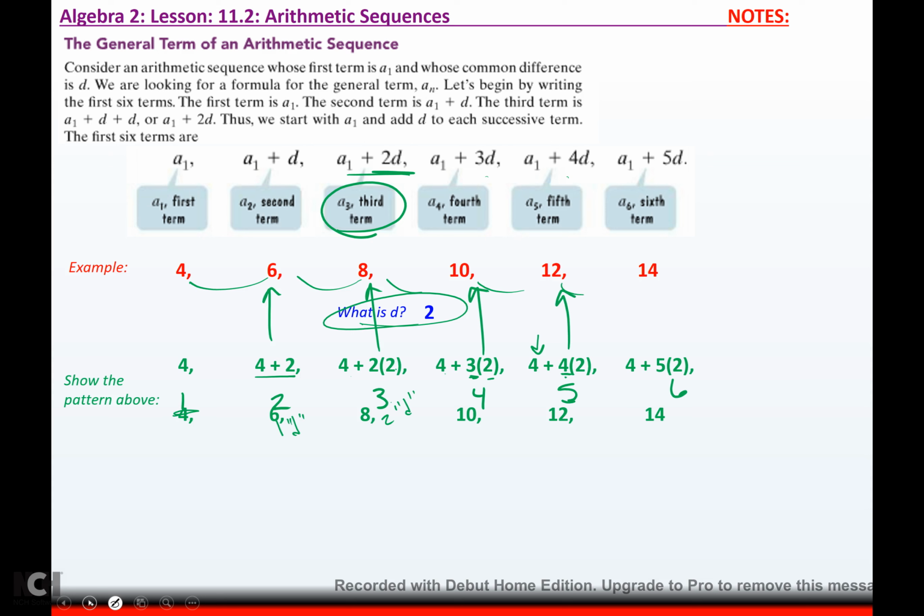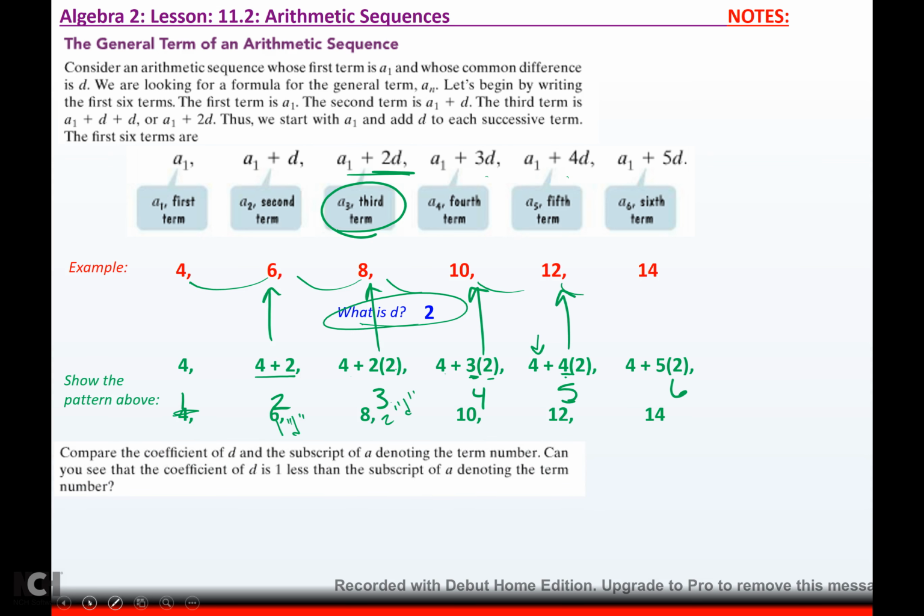So, if I compare the coefficient of D and the subscript of A denoting the term number, can you see that the coefficient of D is 1 less than the subscript of A denoting the term number? Like I said, this would be A sub 1, this would be A sub 2, this would be A sub 3. See how that's 1 less than that? A sub 4, 3 is 1 less, A sub 5, A sub 6.